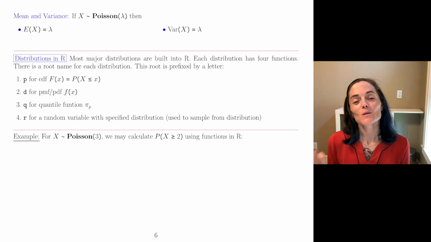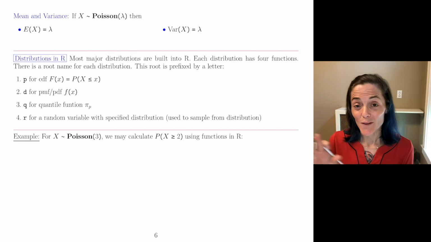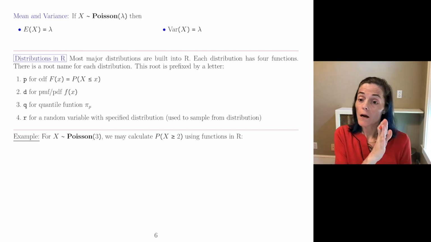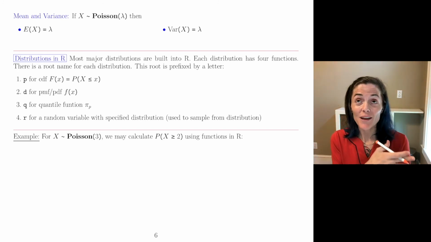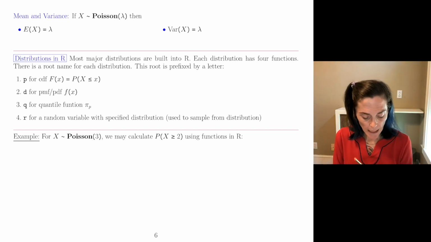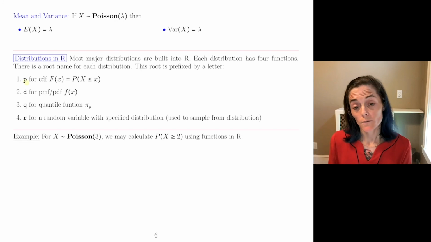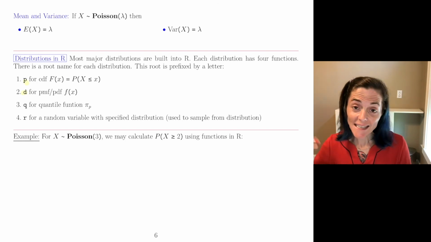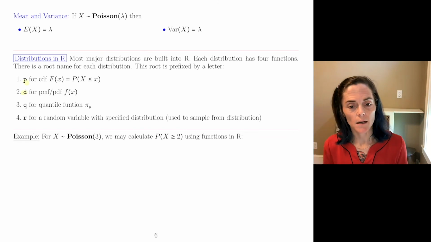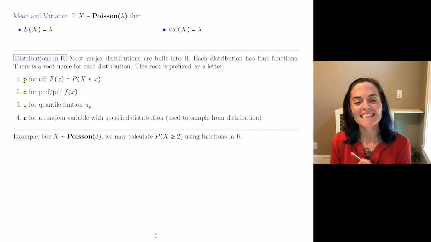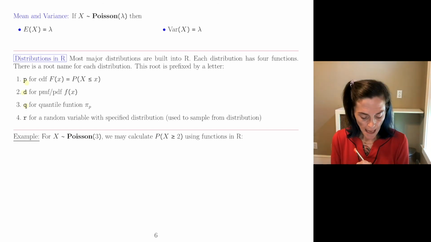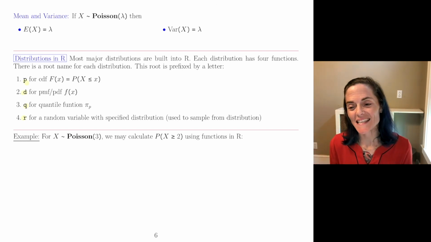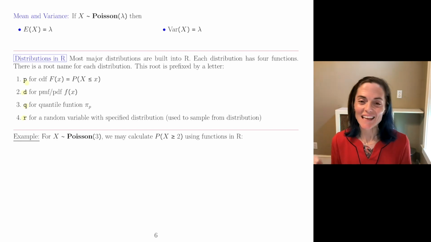So in R, most major distributions are built in. It's one of the wonderful things about using R. Every distribution has a root name, but then you can put a prefix letter in front, and from that prefix you get 4 different functions. Prefix P gives you the cumulative distribution function. Prefix D, well, in the discrete world, this is probability mass function. For continuous random variables, it's probability density function. Prefix Q, this is a quantile function. We will talk more about that in later modules. And then prefix R is for a random variable with that distribution. So we use this to sample from the distribution, and we will be doing that later this module.